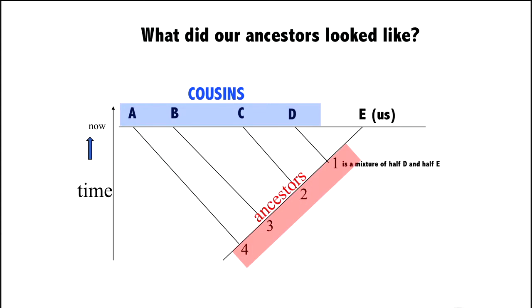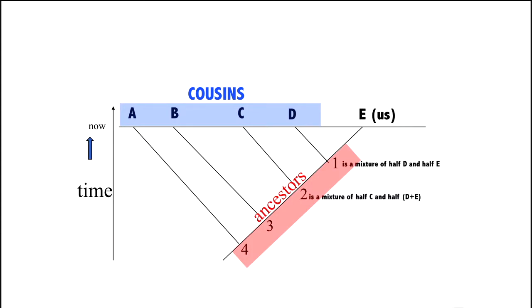That seems reasonable because the amount of time during which chimpanzees have evolved from a common ancestor and we have evolved from the common ancestor is about the same. And to the extent that evolution is pretty much the same or proportional to the time, then that's a good approximation. The same thing with two. Two is a mixture of half of C and half of D plus E. So these are ways in which we can mentally morph cousins, combining them together, and get an approximate estimate of what our ancestors looked like.